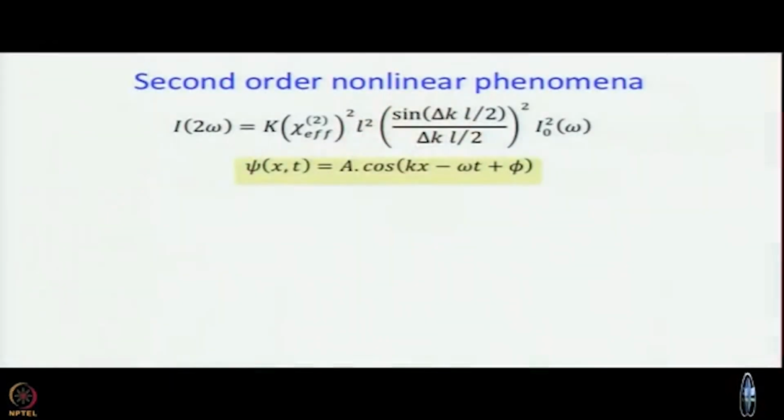We will not derive this. If you are interested, there are plenty of resources available. Two things, since this is for the sake of completeness: the psi, which is a function of x and t, equal to a cos(kx minus omega t plus phi), is just a little more elaborate way of writing the expression we have written already. Instead of E, we have written psi here. So, this is another way of writing.